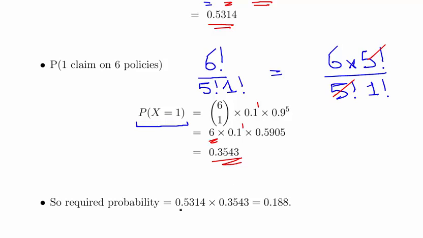So working that out, we should get 0.3543. So overall, the probability that we're looking for here is the product of the two, 0.5314 times 0.3543, and we should get 0.188. That's it there.